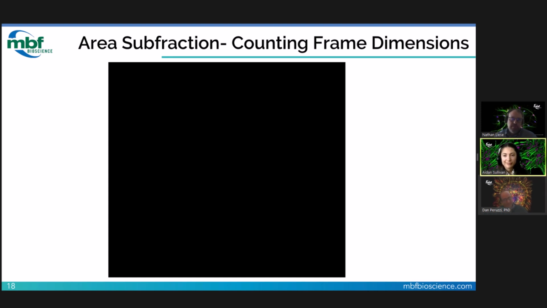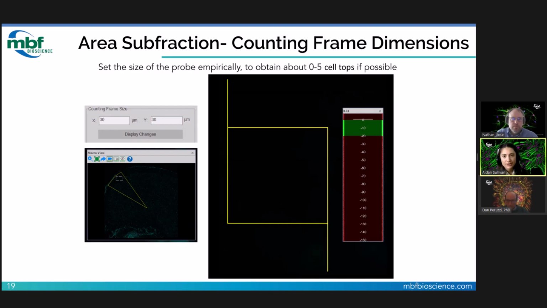Okay, let's take a look at my data then. I was able to land on a 30 micron by 30 micron counting frame for my tissue, and I found these dimensions would work well when I sampled my representative section. I moved the counting frame around on that section and usually found that 0 to 5 cell tops fell within the counting bounds. We can take a look at one of these sites to show you an example of that, Dan. Yeah, I see you have the Z meter on the right, so that's showing where you're focusing.